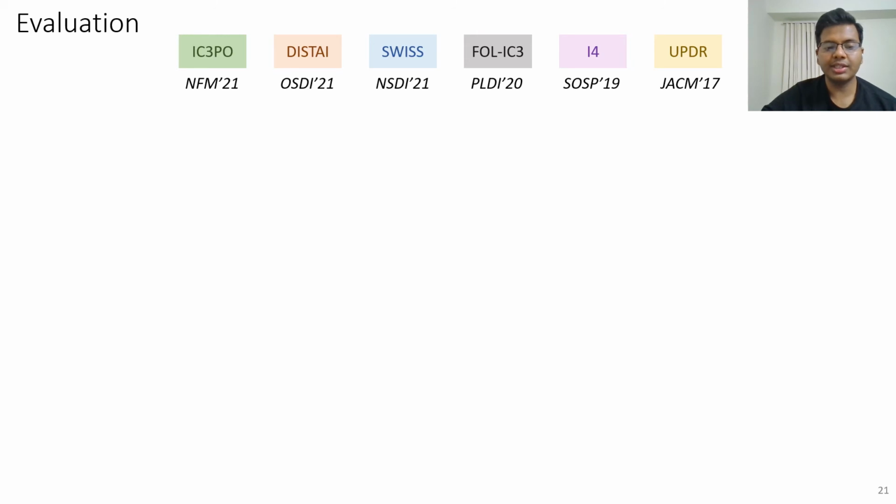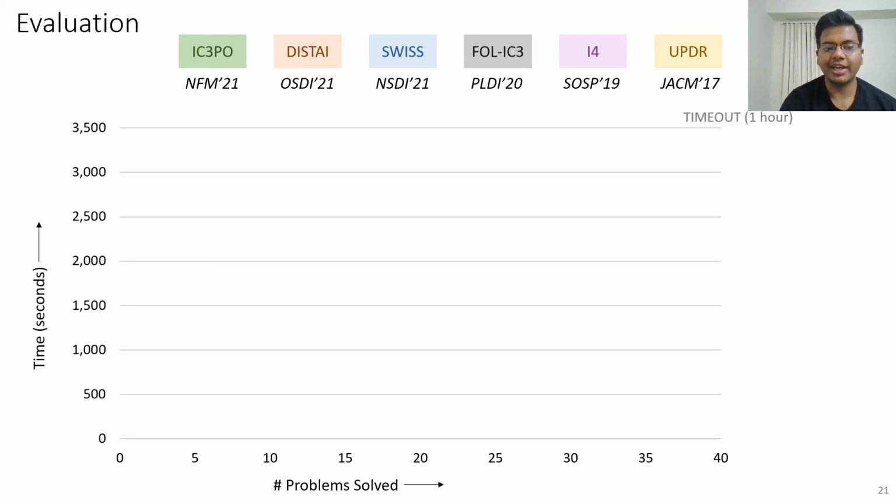We used all tools in their default configurations and used the same setup, 1-hour timeout and 32 GB RAM, and included the benchmark suites presented in these different tools, total 40 of them. These include two-phase commit, chord ring, simplified versions of Paxos, etc. On the x-axis, we have the total number of problems solved by each tool, the more the better, and on the y-axis, the runtime, the less the better.